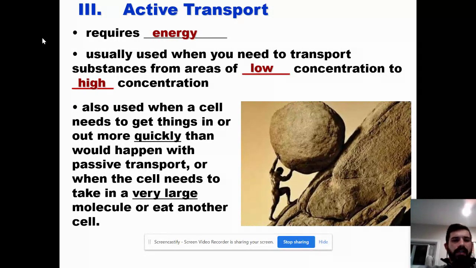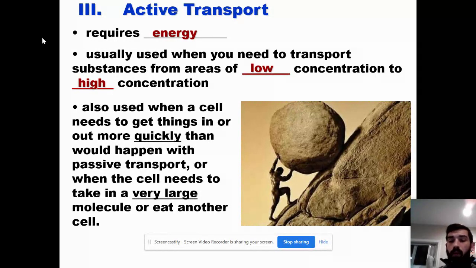It's also used when a cell needs to get things in or out more quickly than would happen with passive transport, or when the cell needs to take in a very large molecule or eat another cell. We're going to go over examples of all three of these things.